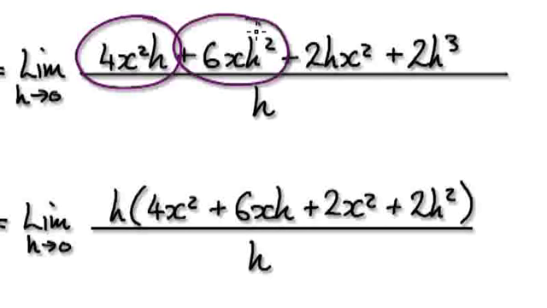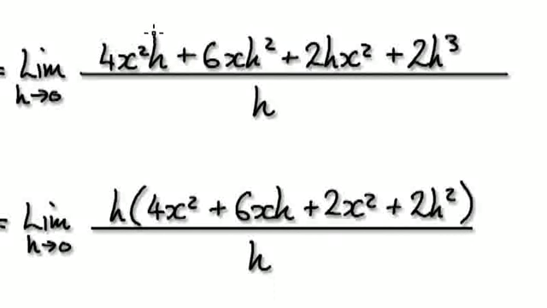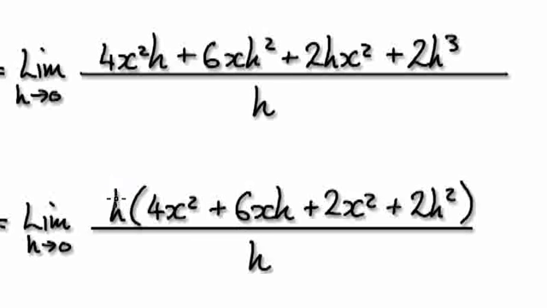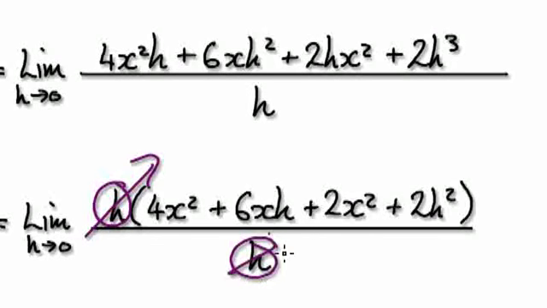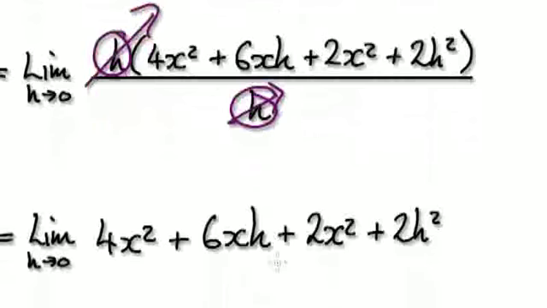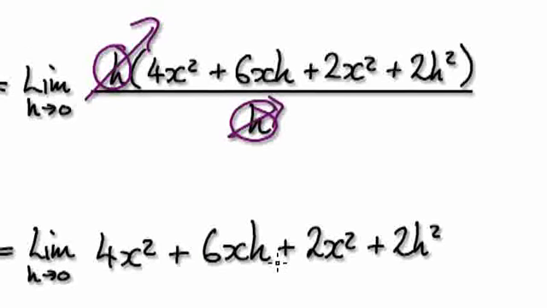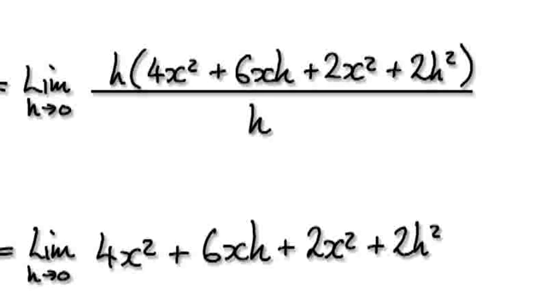H is in common here. Let me start again. H is in common here. Factor out the H, so that will give you this. So factor out the H here, and these two will cancel each other out, giving you this.